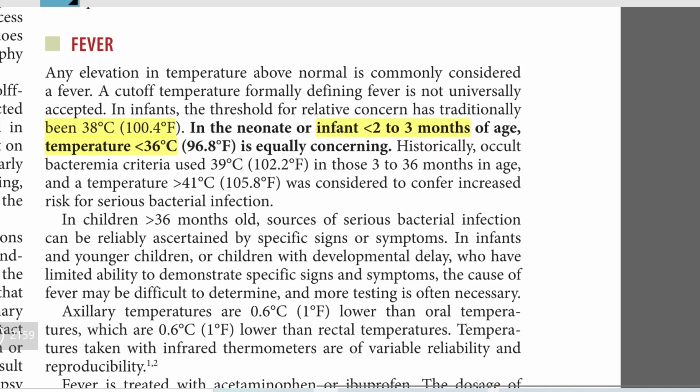Historically, for occult bacteremia, 39 degrees centigrade or 102.2 degrees Fahrenheit was used in those patients aged 3 to 36 months, and a temperature of more than 41 degrees centigrade or 105.8 degrees Fahrenheit was considered to confer increased risk of serious bacterial infection. So the cutoff for occult bacteremia was 39 degrees, or 102.2 degrees Fahrenheit, and 41 degrees is considered to increase risk of serious bacterial infection.